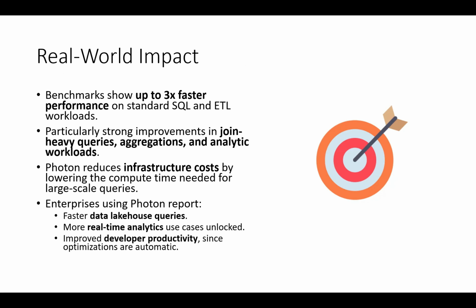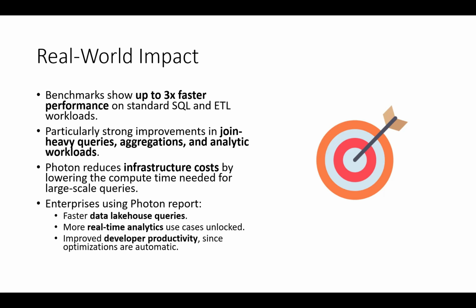What is the real world impact? When we use Photon, what is the impact? There have been some benchmarks that people have done, and they show that at least 3x faster performance is achieved when we use Photon. This is primarily observed when we have join heavy queries, aggregations, analytical workloads, because for simple queries it may not matter that much. But when there are complex join conditions and aggregations, it will really help.